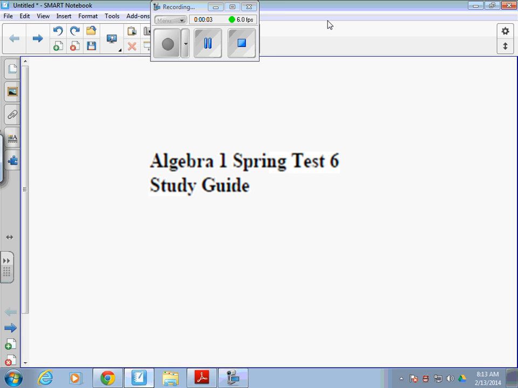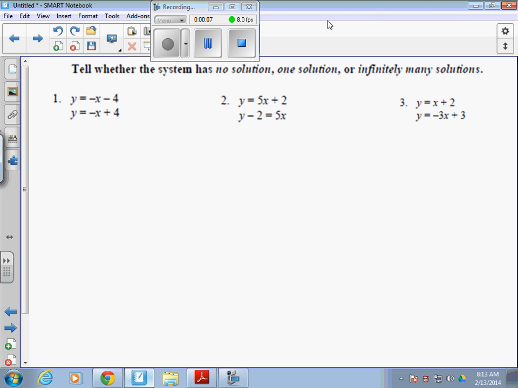This is Algebra 1, spring test for week number 6 study guide. The first set asks us 3 questions, actually the latest thing of what we did. Tell if something has no solution, one solution, or infinitely many solutions.